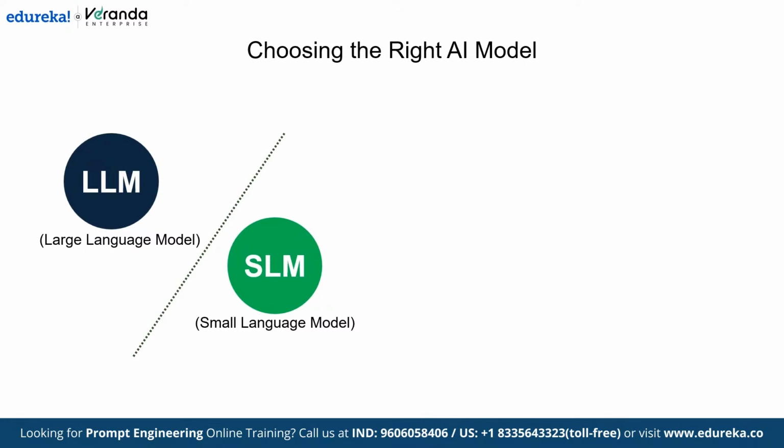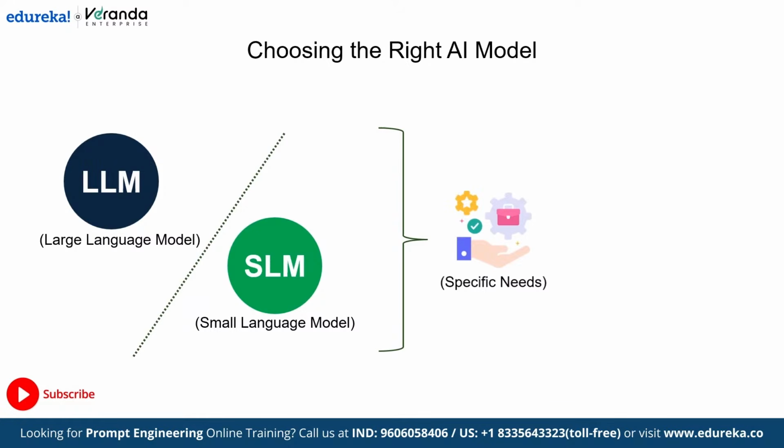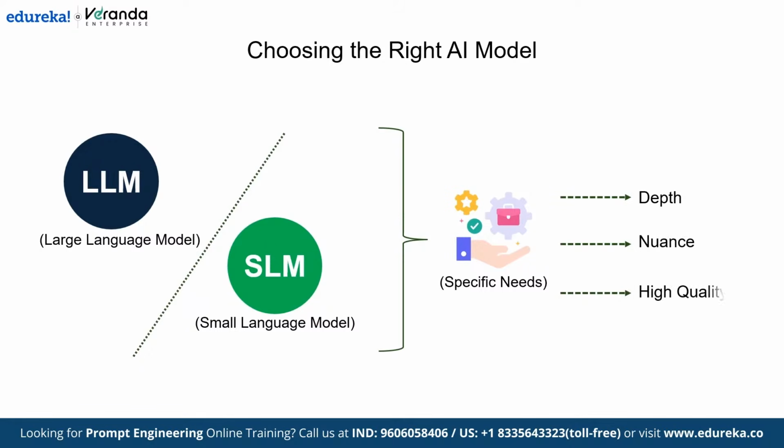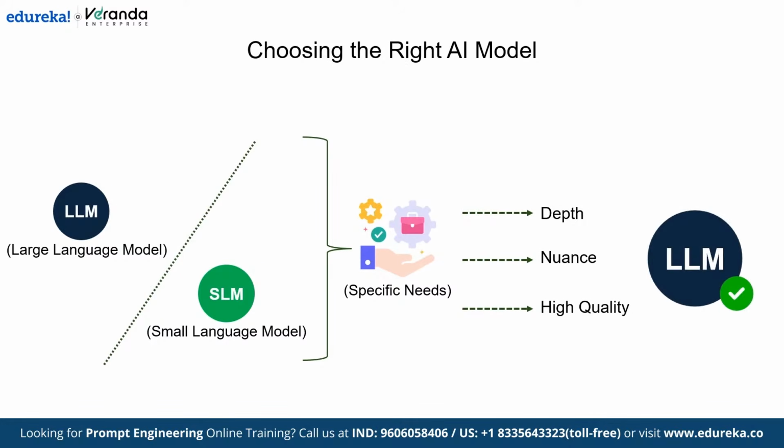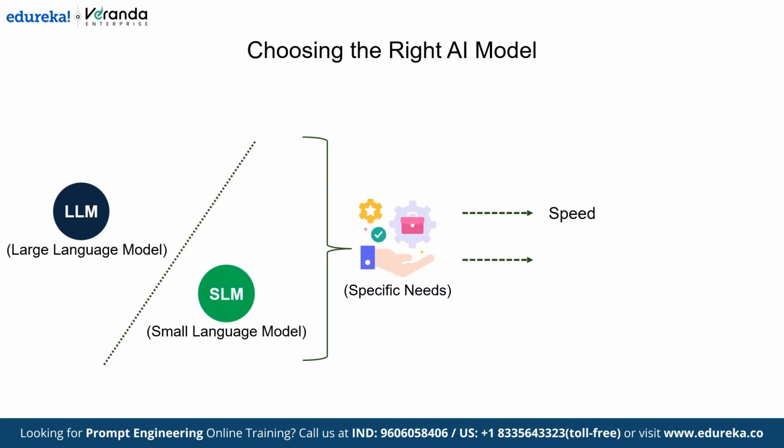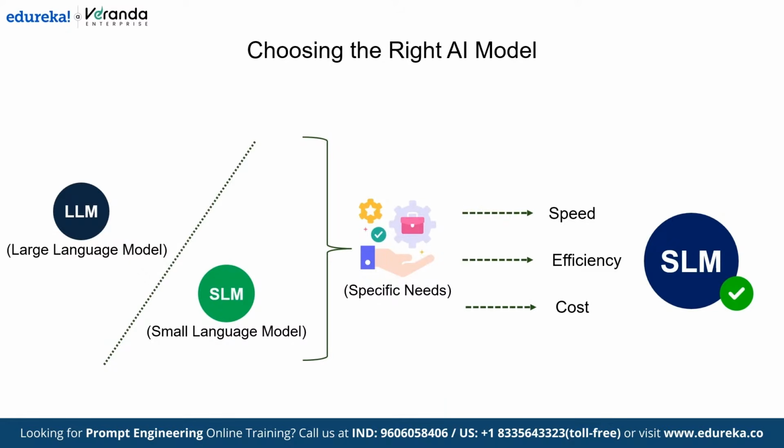So the conclusion we get is that the choice between LLMs and SLMs depends on your specific needs. If you prioritize depth, nuance, and high quality output, LLMs are the best. If speed, efficiency, and cost are more important, SLMs are the way to go. By understanding their strengths and limitations, you can select the right model and unlock AI's full potential for your projects.